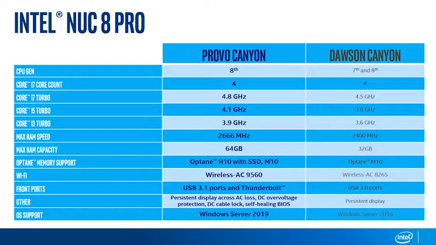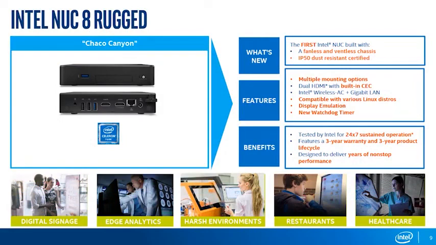So that's why we should still focus on the previous generation, which is the Dawson Canyon NUC 7 Pro. Here we have a Core i3 and Core i5 based on the 7th generation, and Core i7 based on the 8th generation of the CPU. What is new is the NUC 8 Rugged. Its code name is Chaco Canyon, and this is a very specific product, and that's why it's very interesting and starting to be very popular in IoT solutions, among IoT customers, IoT resellers.